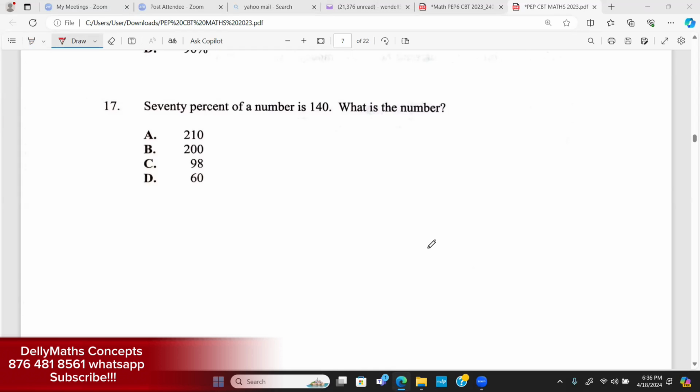70% of a number is 140. What is the number? So 70% of a number is 140. What is the number? Now, let us look at it like this. If you have 70% and 70% is 140, there's a cool way of getting this out.